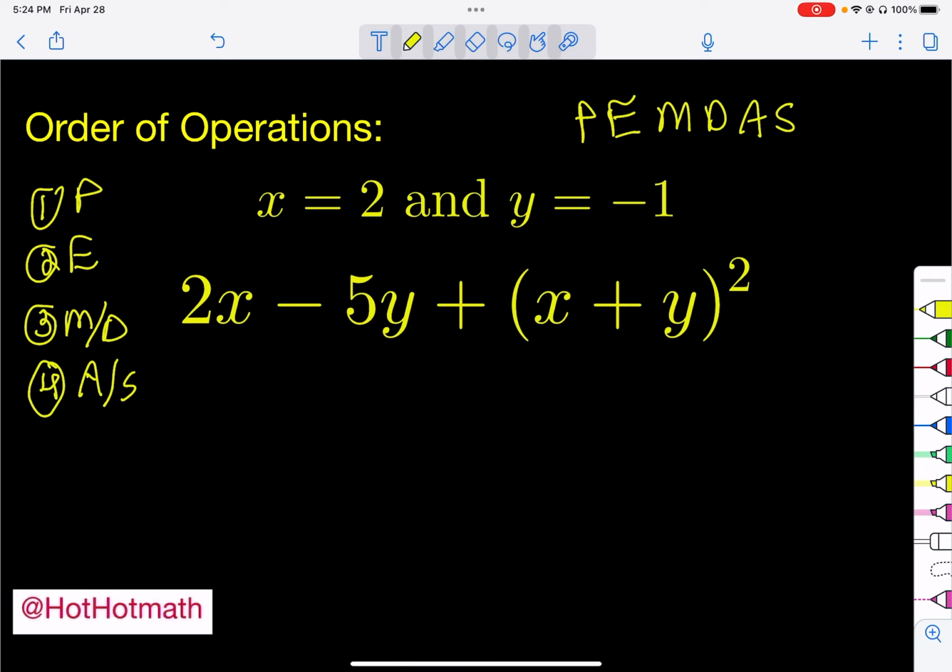The P means parentheses or sometimes even grouping. The E means exponent. The M and D means multiply and divide from left to right. The A and S mean add and subtract from left to right.